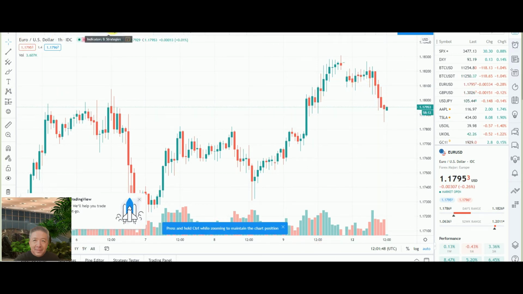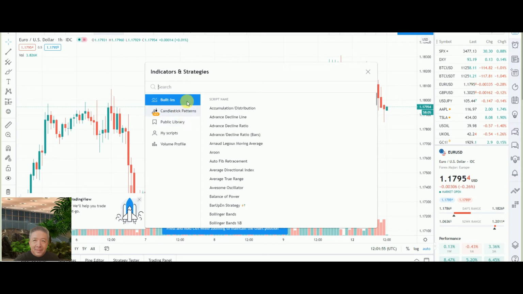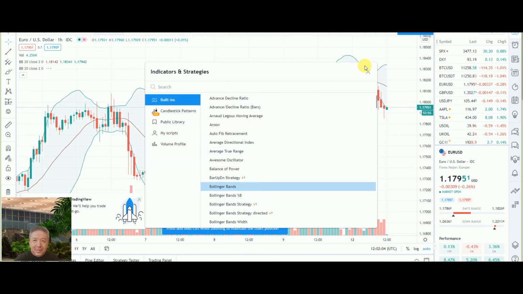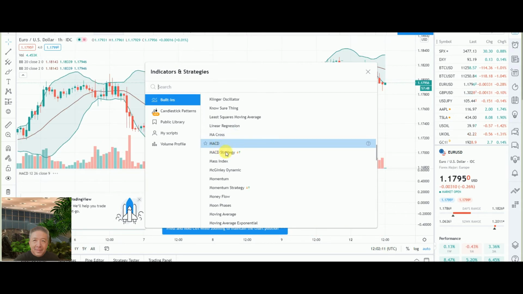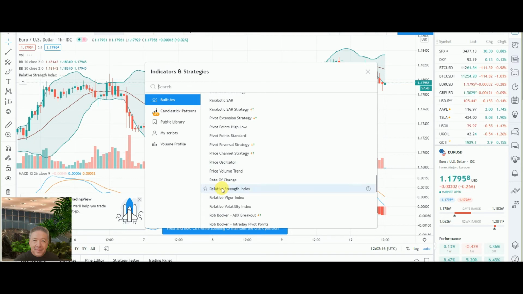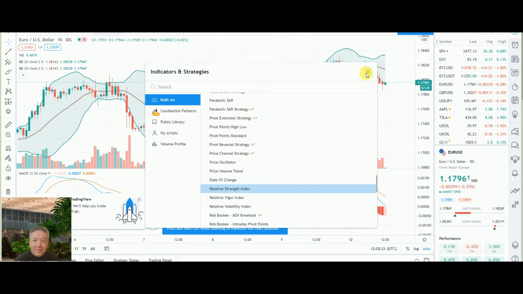There are many indicators that are here. I hope that I can use them all. There are candlestick patterns built in, and Bollinger Bands. Yes, the Bollinger Bands is there. What about MACD? Of course, it will be added below, and then the RSI. Let's look at the RSI. More indicators, more trading possibilities. Yes, I know that.